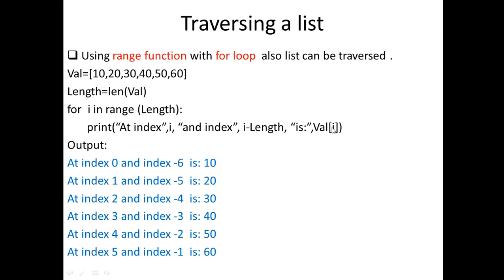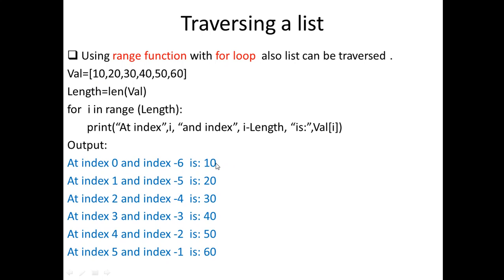So 0 minus 6 is minus 6, and then as it is, it will display, comma, val of I, val of 0. I am talking about the very first statement, which will iterate the first time using the for loop. So the first output you will have, as you can see here, at index 0 and index I minus length, minus 6, and then val of I. Val of I is what? Val of position 0. So val of position 0 is what? 10. So 10 gets displayed.